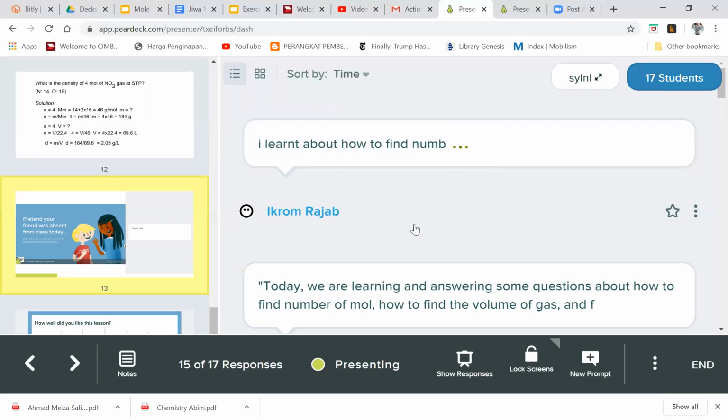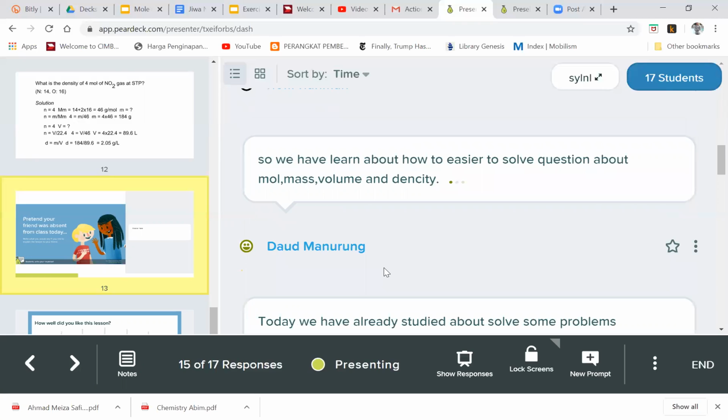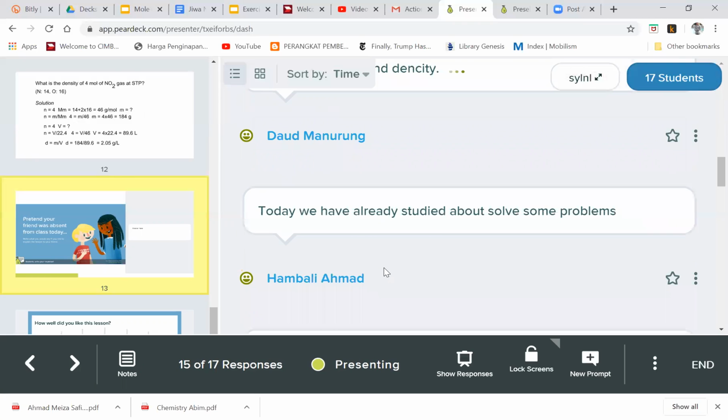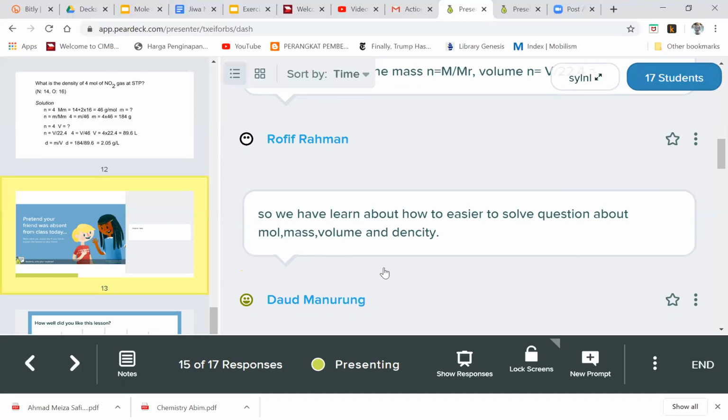Okay, most of you are writing. Good. 15 of you are writing the responses. Daud says that we have learned how to more easily solve questions about the mole, mass, volume, and density, and we know the simple formula. Thank you, Daud.